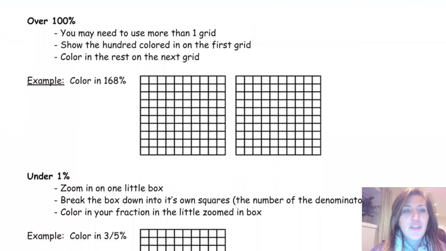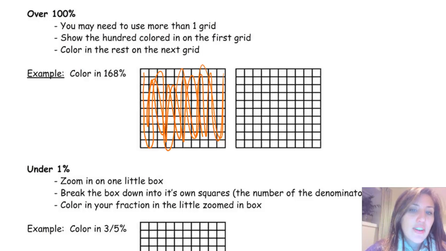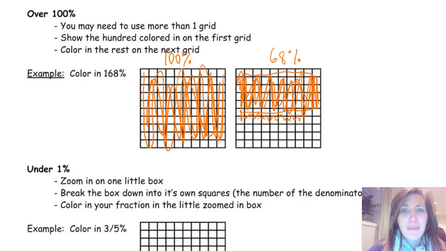But what happens, say, if you get a percentage that's over 100 or under 1%? Well, if it's over 100, you might need to use more than one grid. For example, 168%. On the first grid, we'll fill in all 100, that's our 100 part. So that's 100%. And then on this grid, we'll show the 68%. So 10, 20, 30, 40, 50, 60 here, coloring all this up here. And then 1, 2, 3, 4, 5, 6, 7, 8, all that down there. If you have a highlighter or something, it works a little bit better than a pen.